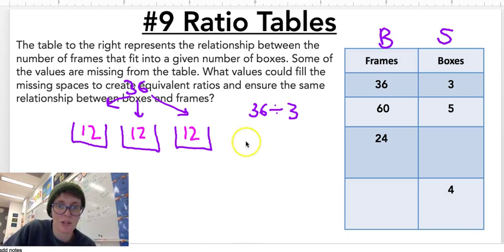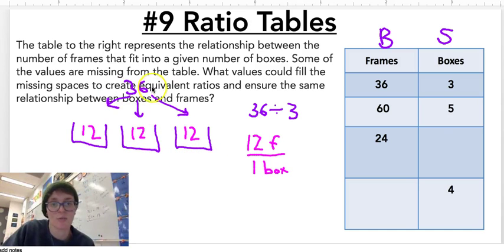This 12 is like the unit rate. What that means is there are 12 frames in 1 box. We can keep that pattern up. 2 boxes would have 24, 3 boxes would have 36, 4 boxes would have 48. I can keep counting and counting. I also can see that 5 boxes has 60, and this one right here proves that I'm right.